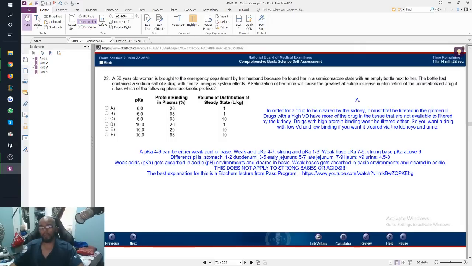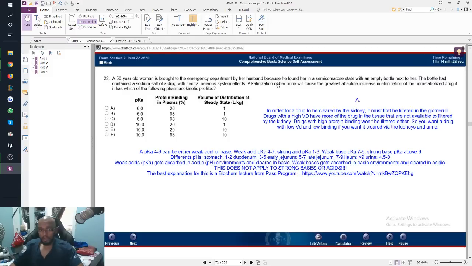And if you're really weak with pharmacokinetics, you would just skip this question. Right? You would pick an answer and just move on with life. But you should still give it a chance. Look at it first. So they tell you first pKa. And you do need to know what pKa is. If you don't remember it, I'll talk about it a little bit here, but you should look it up more. Protein binding in plasma. That makes sense. You know what protein binding is in plasma. So it's either going to be 20 or 98 apparently. So either the protein binding in plasma is going to be low or high. And then volume of distribution at steady state. Either that's going to be low or high.